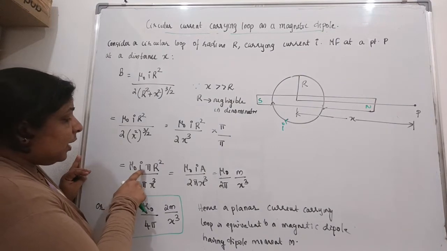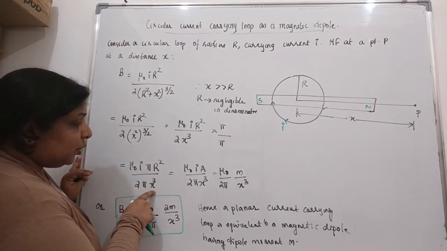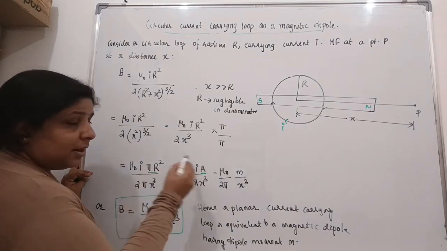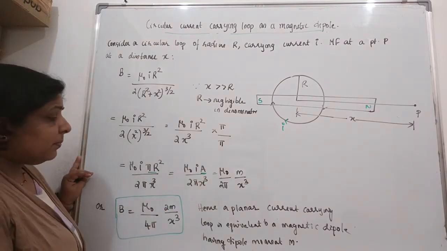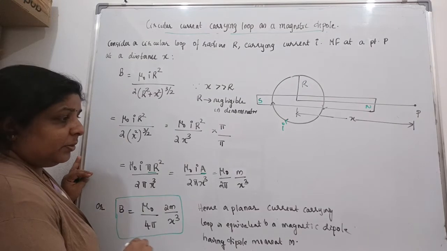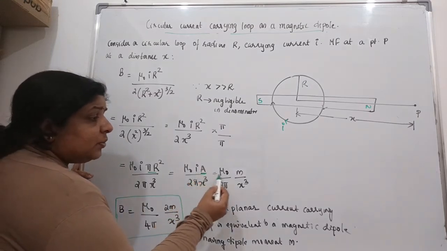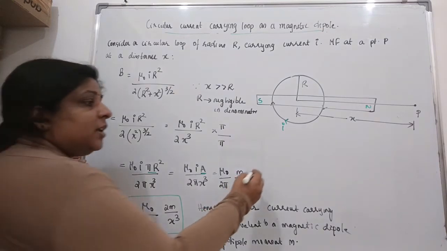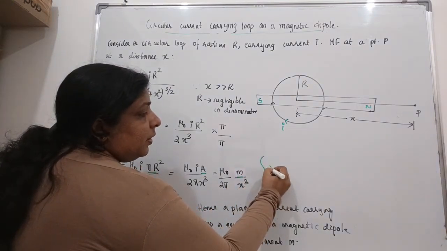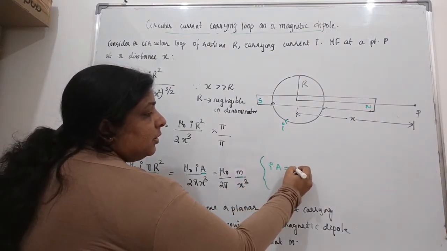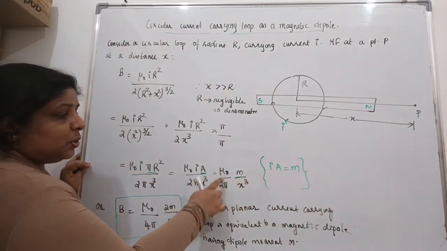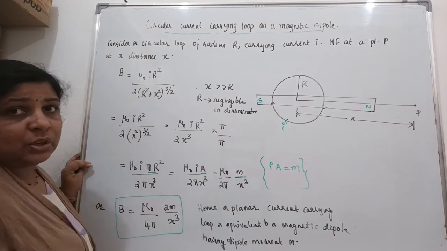So mu 0 I pi r square by 2 pi x cube. So I pi r square is area, so for I pi r square I can substitute it as area, over 2 pi x cube. Okay, and as I told, I into A is magnetic moment. So magnetic moment is I into A. I into A is magnetic dipole moment. So I will substitute that. So this will become mu 0 by 2 pi, m by x cube.